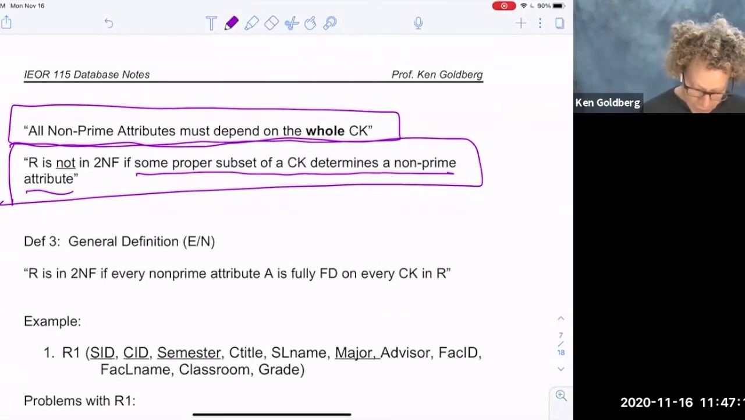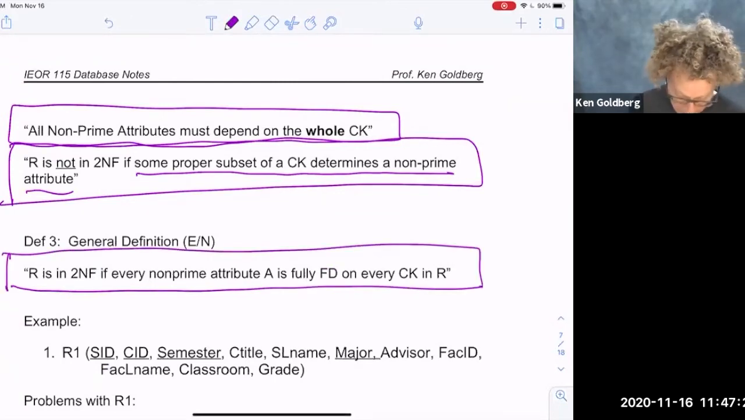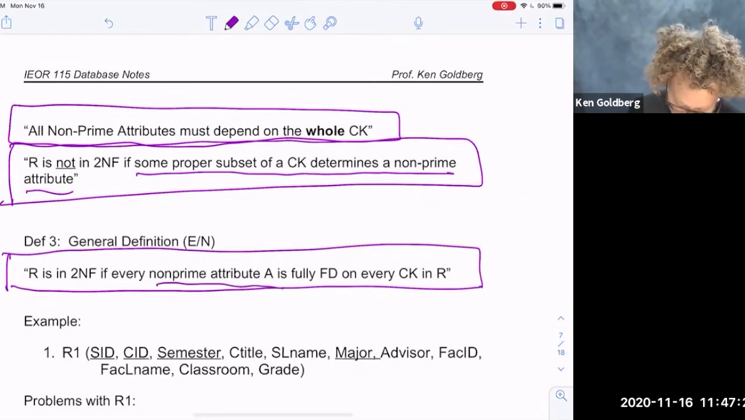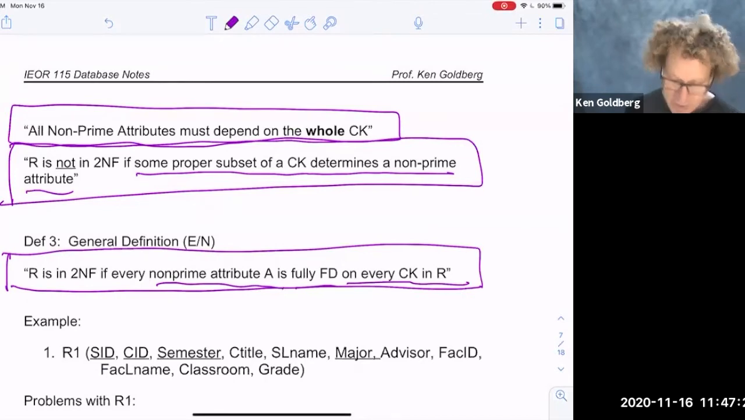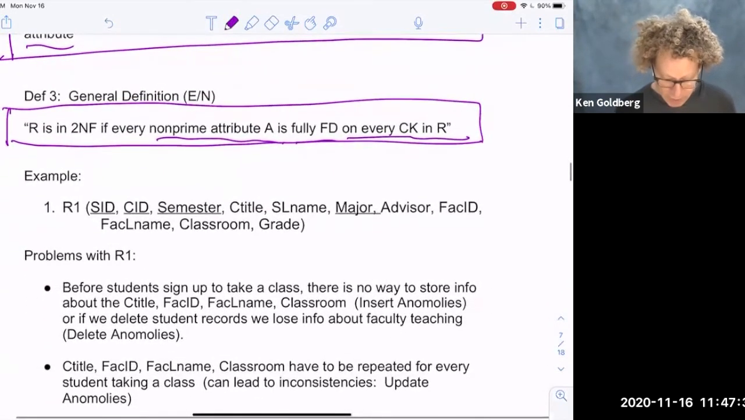And there's another definition in the textbook, a slight variation on this, and these are all equivalent: R is in second normal form if every non-prime attribute is fully functionally dependent on every candidate key. Okay, because that's trying to capture the idea that there might be more than one candidate key. All right, so let's look at this.